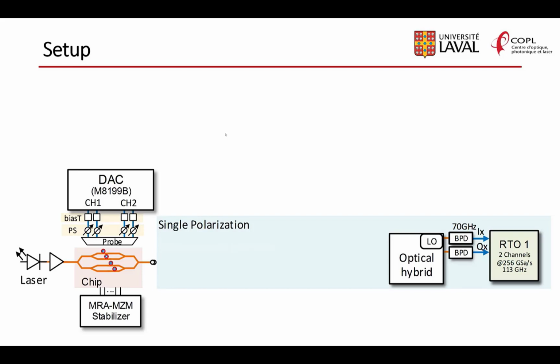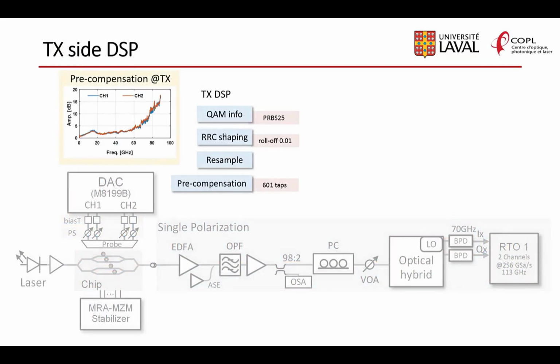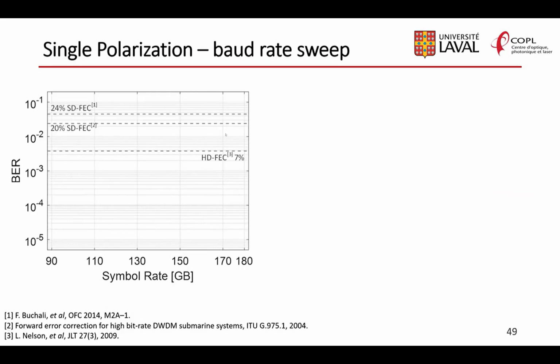We do single polarization as well as double. Let's talk first about the single polarization experiment. In this case, we have a real-time oscilloscope with 2 channels, which is why we were doing the single polarization experiment. We did typical DSP. We used Nyquist signaling at the transmitter. At the receiver, we did very standard linear processing, no nonlinear processing at the receiver.